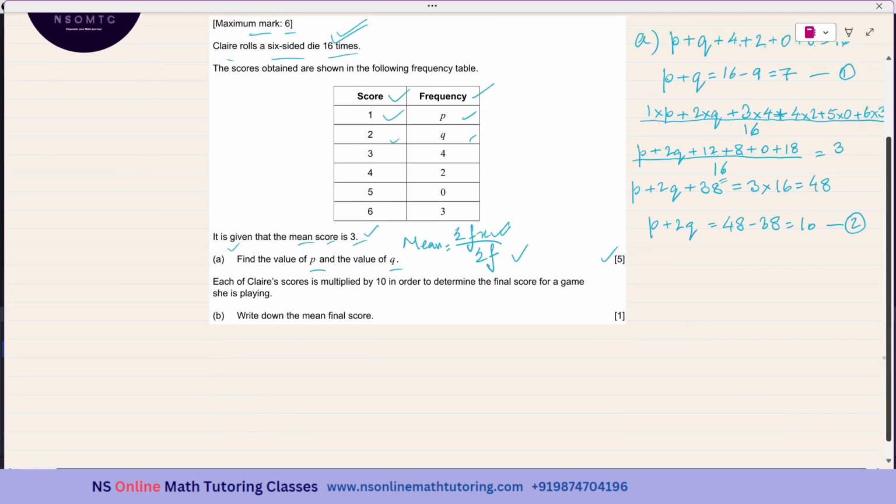Okay. So I'm just adding these two, or I can subtract. The signs are the same. So first of all, let me just write the two equations. p plus 2q equal to 10. I have written equation number 2 and then I'm writing equation number 1. You can use the substitution method. I am using the elimination method.